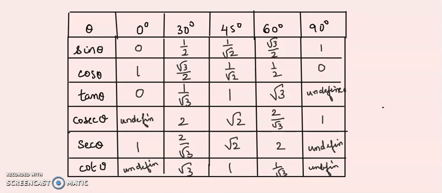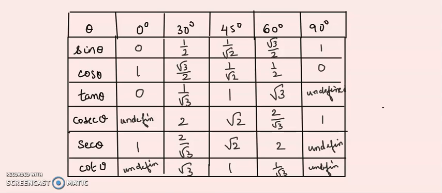Hello everyone, in continuation of the previous video on applying the trigonometric ratio angles and evaluating the given question, meaning finding the value for the given question. So a quick recap of all the angles 0, 30, 45, 60, 90 for sine, cos, tan, cosec, sec, cot. Sine 0 is 0, sine 30 is half, sine 45 is 1 by root 2, sine 60 is root 3 by 2, sine 90 is 1.